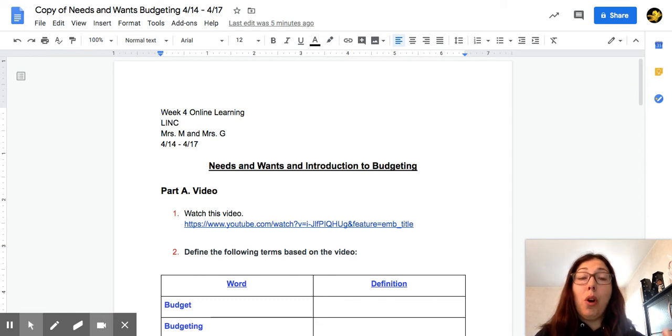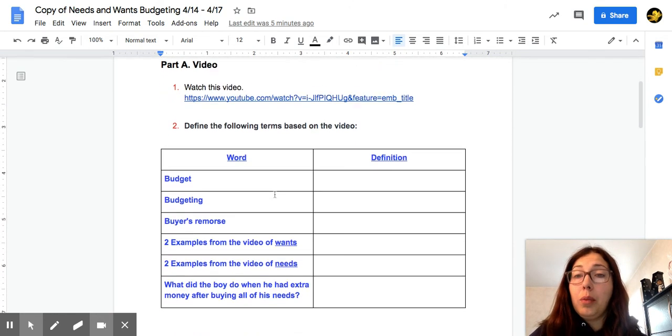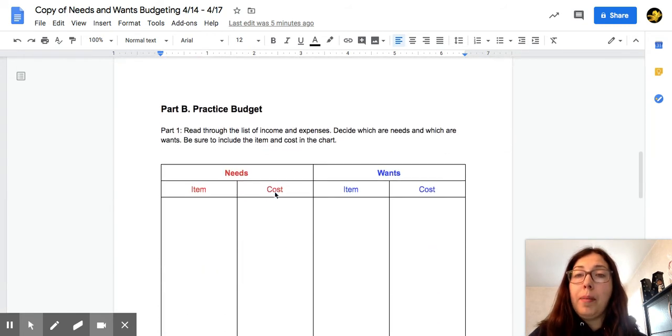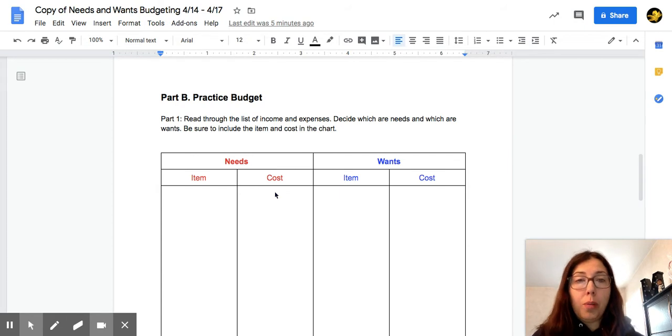It is basically part B of this activity you started last week. That's why it has these dates on here. You did part A, where you did the definitions and so on, and part B is where we're going to start practicing budgets. So you're going to work on part B this week.